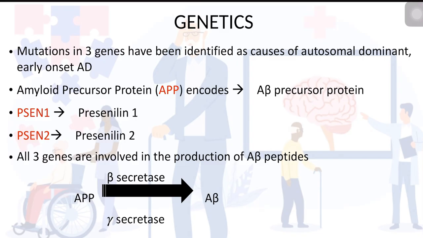Coming to the genetics, why it is happening. Mutations in 3 genes have been identified, which are autosomal dominant in nature. First is the amyloid precursor protein, which encodes for the A beta precursor protein. Second is presenilin 1 and presenilin 2. All 3 genes are involved in the production of A beta peptides, which are responsible for neurodegeneration and loss of memory.